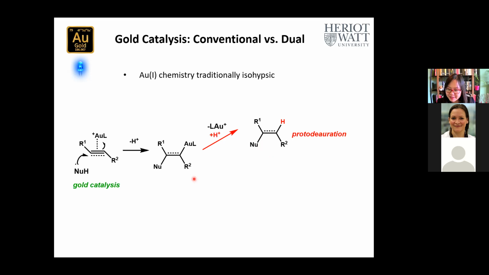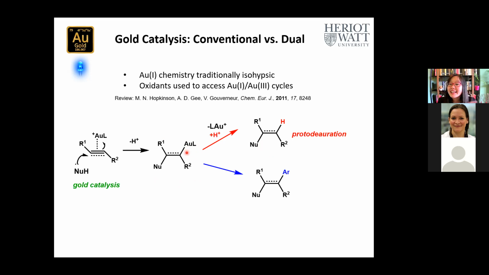Can we intercept this organogold intermediate and force that to do a further cross-coupling, so you get 2 in 1? And indeed you can. But as I said, this doesn't usually cycle its oxidation state, so you need a stoichiometric oxidant such as Selectfluor to get the cross-coupling to work. And this is beautifully reviewed in this review here.